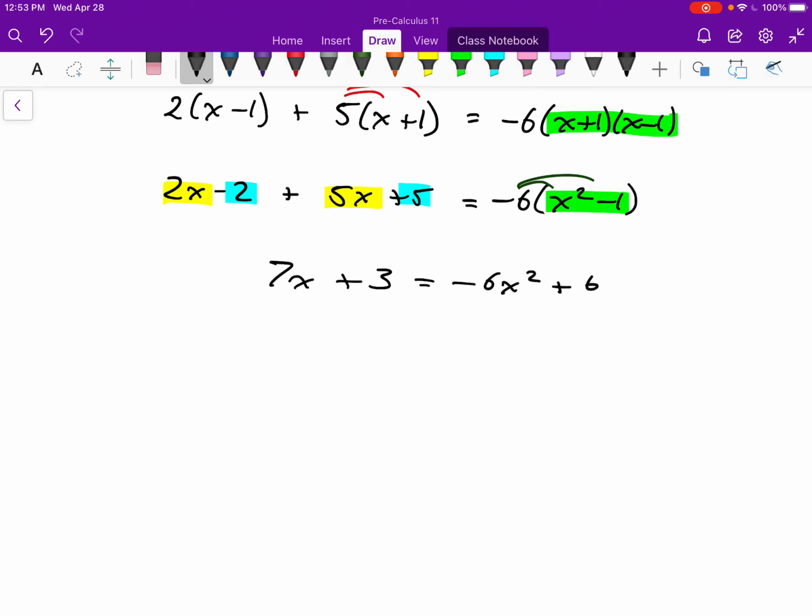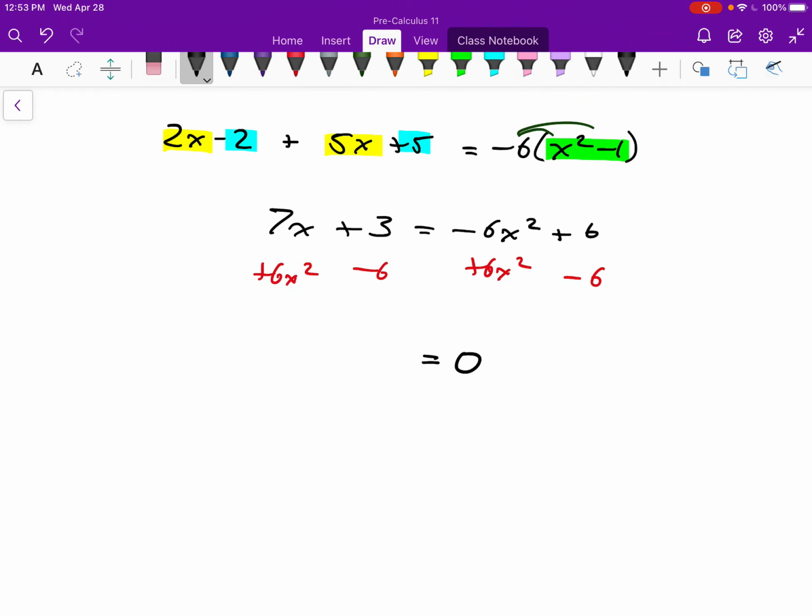And so I'm going to add 6x squared to both sides. I'm going to subtract 6 from both sides. So on the right-hand side, I now have nothing. That's great. I love that number. On the left-hand side, I have 6x squared plus 7x, and then plus 3 minus 6, minus 3. All right, and this is now what I want to factor. And if I can factor this, I'll see my answers really, really quickly.